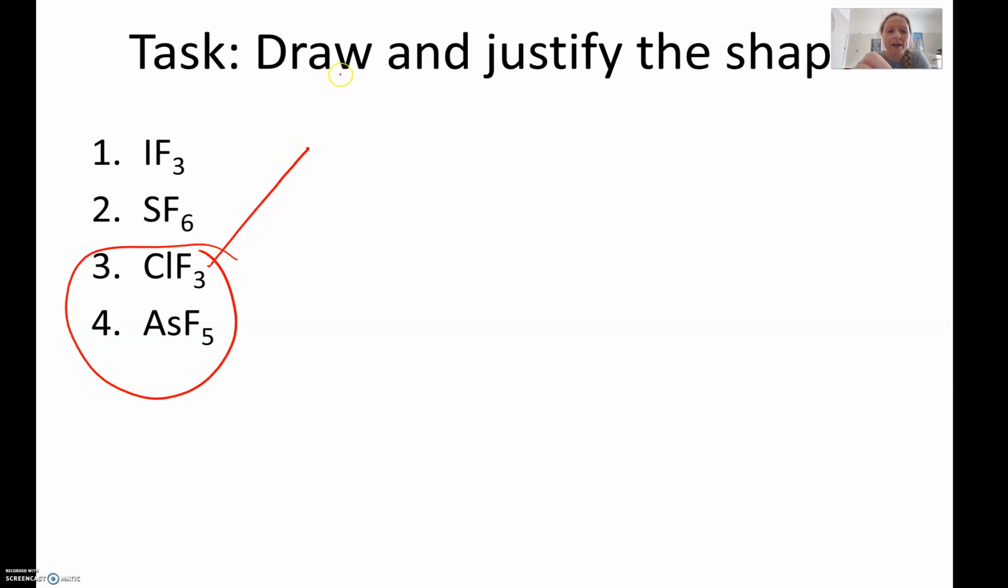So if you add up the valence electrons, these are all in group 17. So 4 times 7 gives you 28 electrons in total, and chlorine will be the central atom. And there's 3 fluorines. So 1, 2, 3, 4, 5, 6, 7, 8, 9, 10, 11, 12, 13, 14, 15, 16, 17, 18, 19, 20, 21, 22, 23, 24, 25, 26, 27, 28, because any extras we put around the central atom.